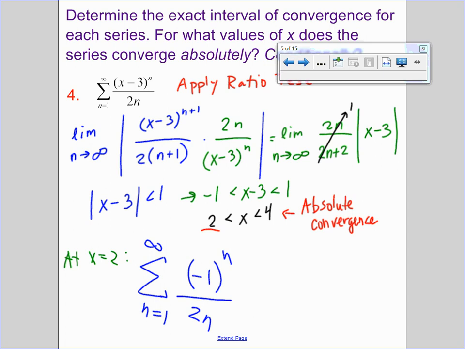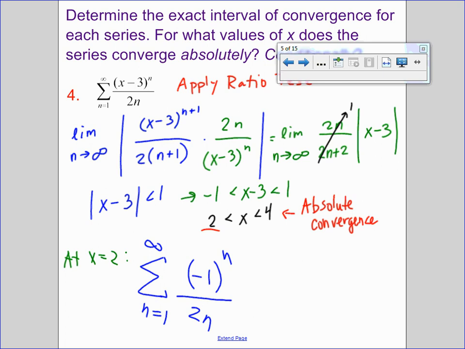We know that we converge absolutely in between 2 and 4. We could still converge absolutely at 2. When we plug in 2, if I take the absolute value, I get 1 over 2n. Does 1 over 2n converge? No, that's half of the harmonic. That diverges by p-series test, where it's half of the harmonic. And so this does not converge in absolute value, but it could still converge.